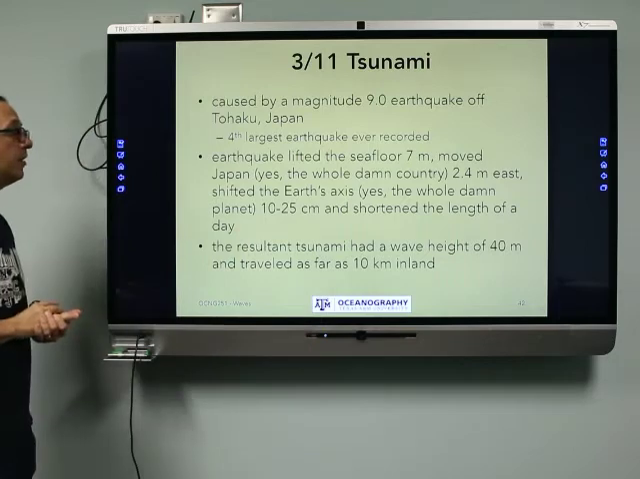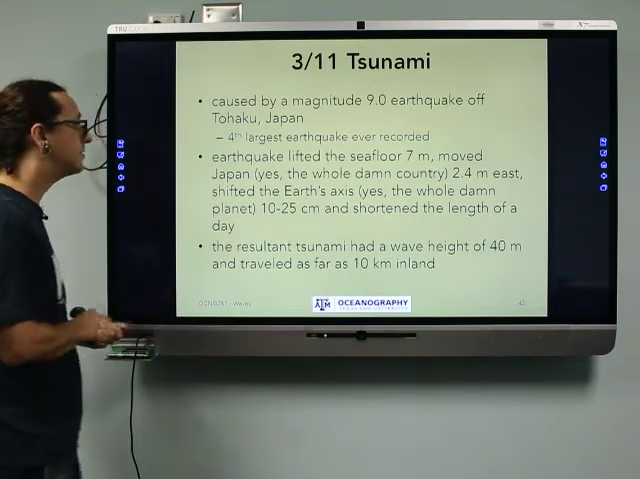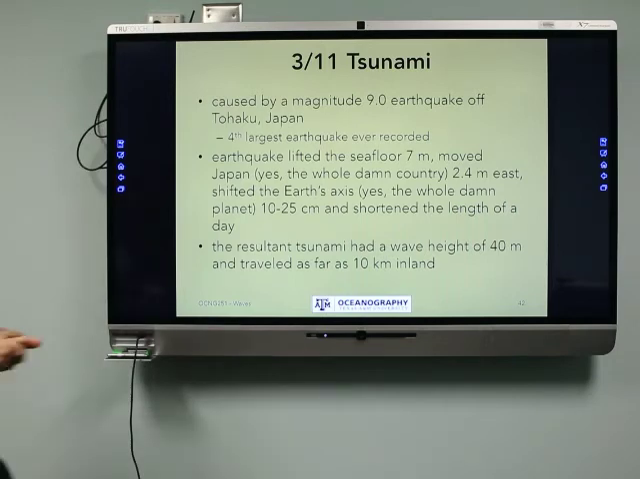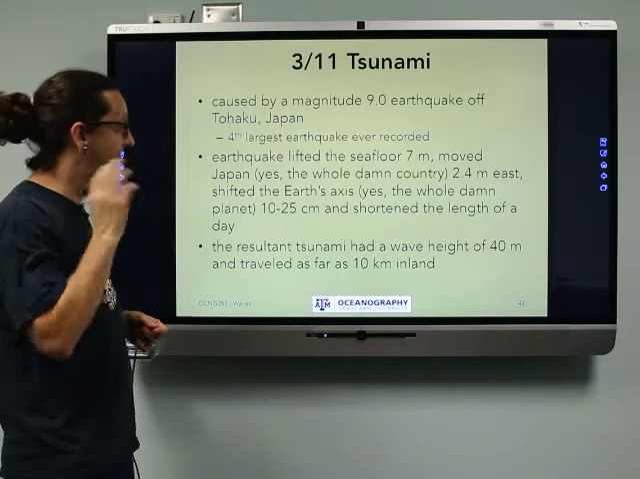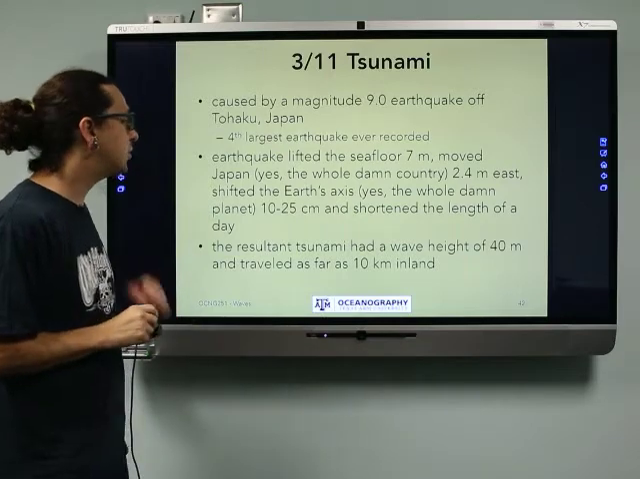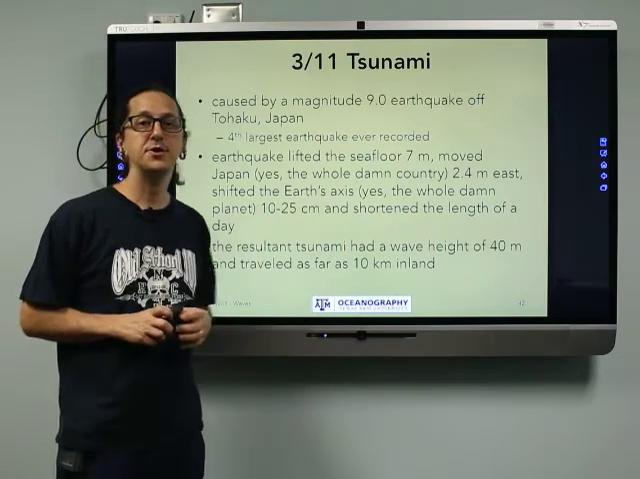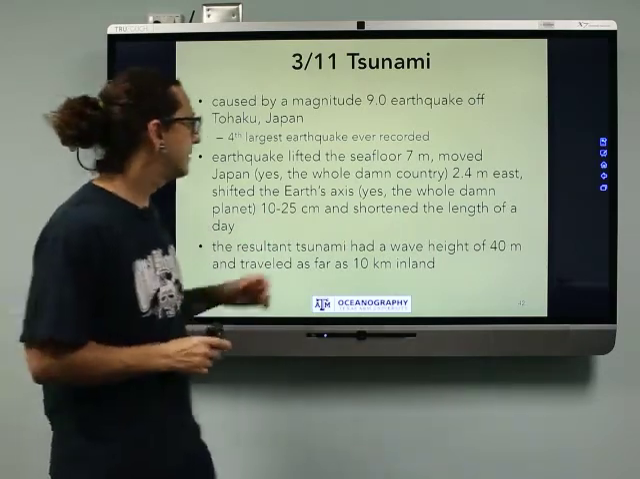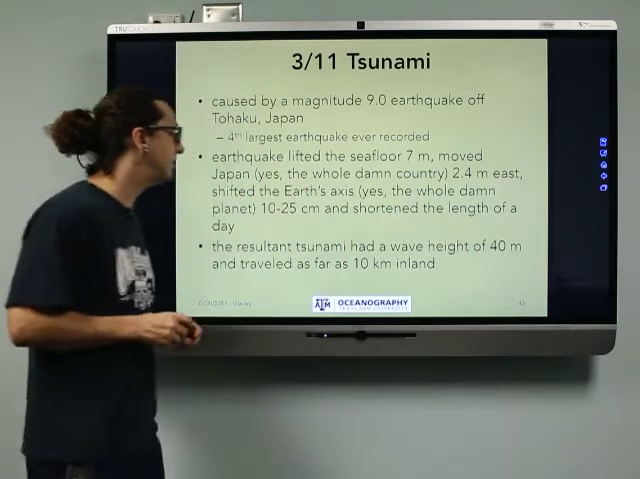And it shifted the Earth's axis, the entire planet, 10 to 25 centimeters, which doesn't sound like a lot, but one earthquake changed the axis of the entire planet and shortened the length of the day by a tiny fraction of a second, but a measurable fraction of a second, just from one earthquake. So that is the just amazing power that these things can have.